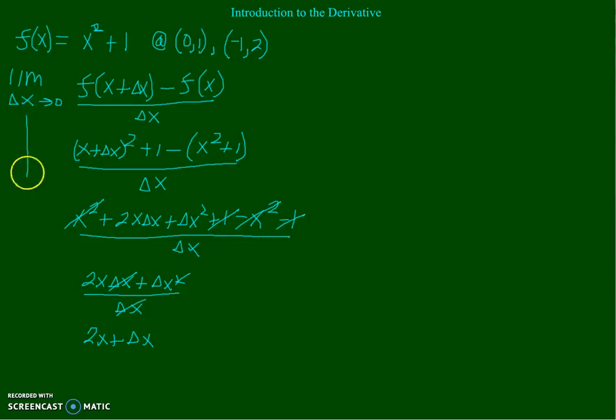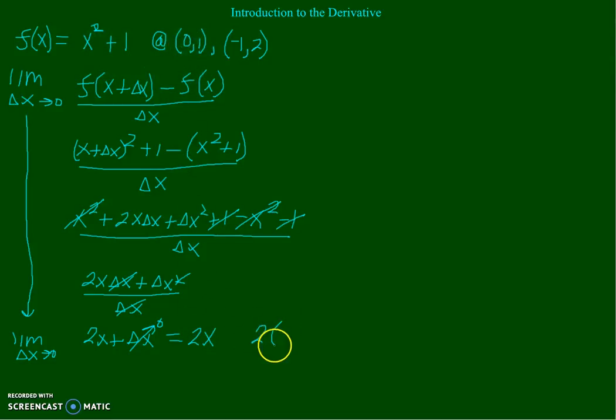Now we carry down our limit and take our limit here. As delta x goes to 0, this term goes to 0, and we're left with 2x. Now it's very important to see that the derivative of this function generated another function. This function will give us the slope of the tangent line of this function at any point. So that's all we have to do, is substitute this coordinate into this function.